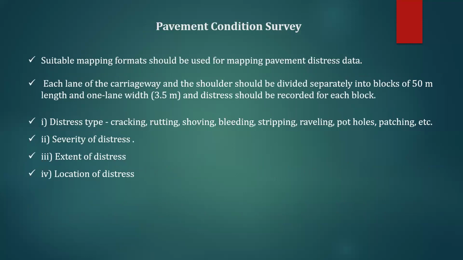Further, a suitable mapping format should be used for mapping distress data. You have multi-lane pavements, so you have to divide them whenever you are going for the Falling Weight Deflectometer, if it is needed. That is most important. If it is needed for structural evaluation using Falling Weight Deflectometer, when serious structural failures are present, then only you have to go for FWD. And whenever you have a multi-lane pavement, it is always better to divide into blocks of 50-meter length, and one lane width is always 3.5 meters, which is considered.